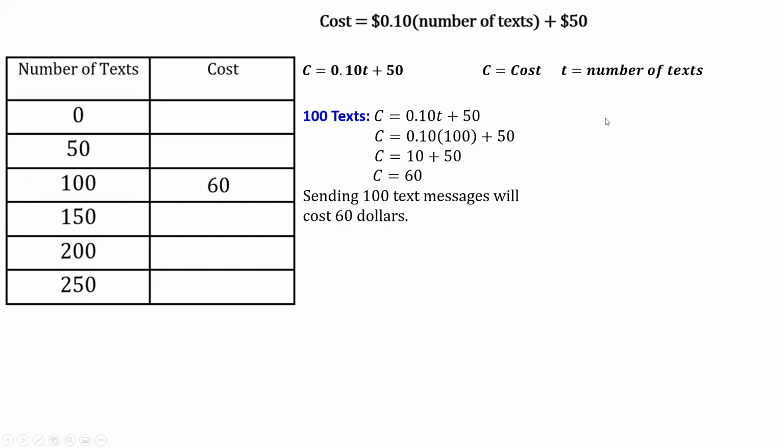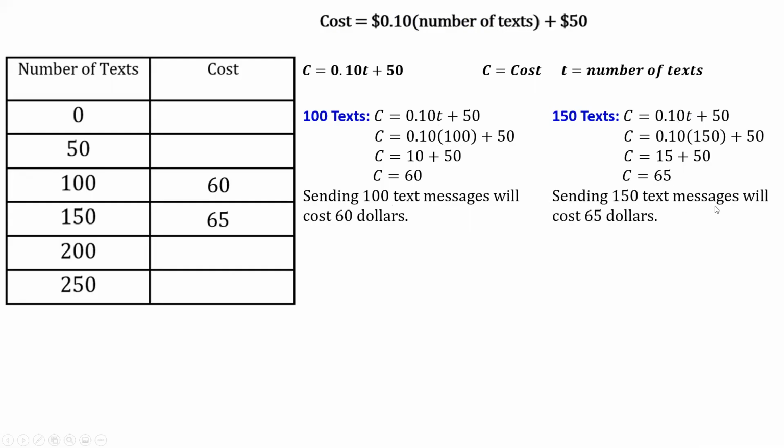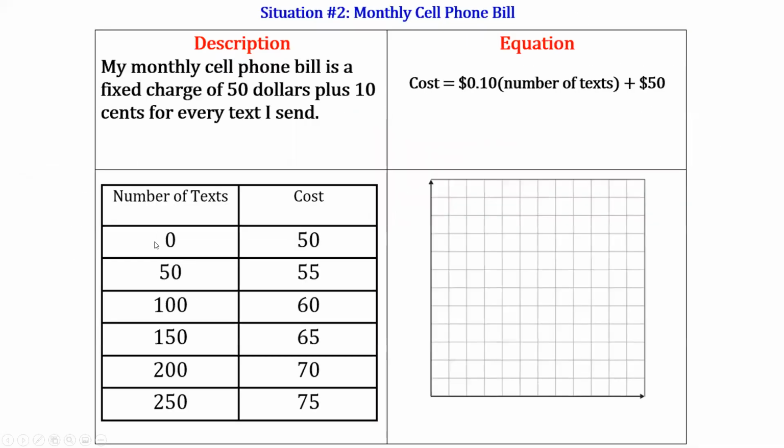Let's do one more example. Let's look at what happens if I plug in 150 text messages. Well, instead of T, I'll plug in 150. 0.10 times 150 is 15, and 15 plus 50 is 65. So sending 150 text messages will cost you $65. And you can continue plugging in for the rest, and what you should get is initially at 0, you'll be at $50, and then for every 50 text messages, it's going to be an additional $5.